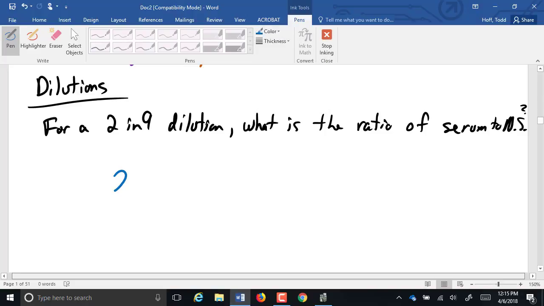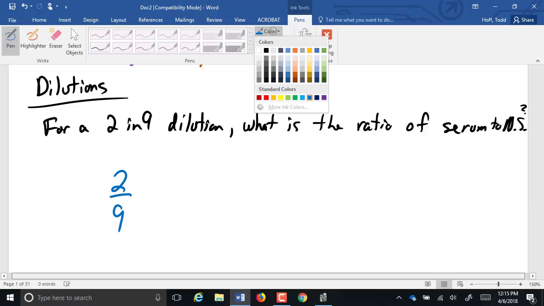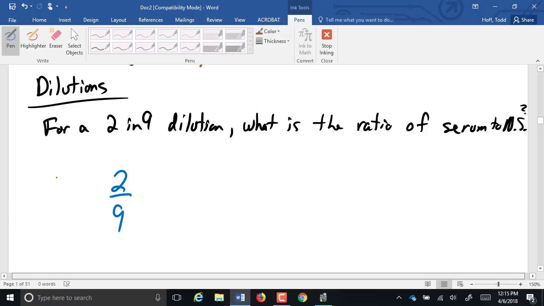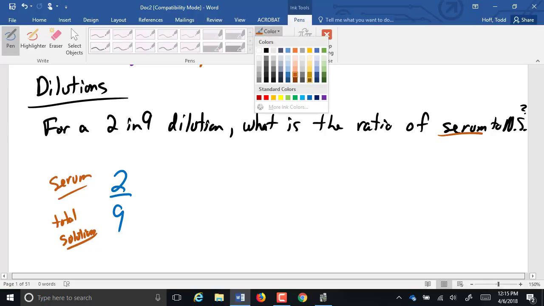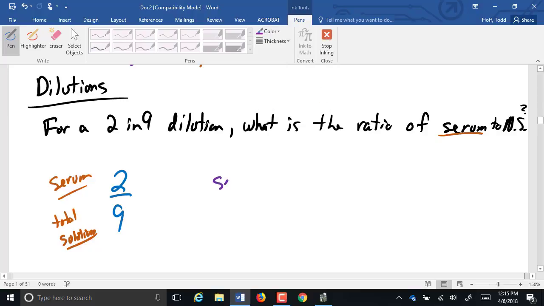Well, the dilution is 2 in 9. But remember, in a dilution, that top number is serum. Well, that's part of what we want. But the bottom number is total solution, parts of total solution. So we want serum still, but we don't want total solution. We want just the saline.